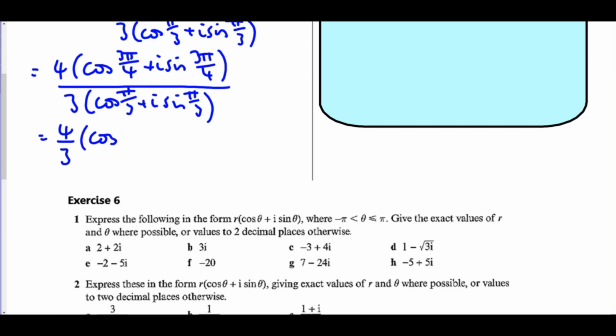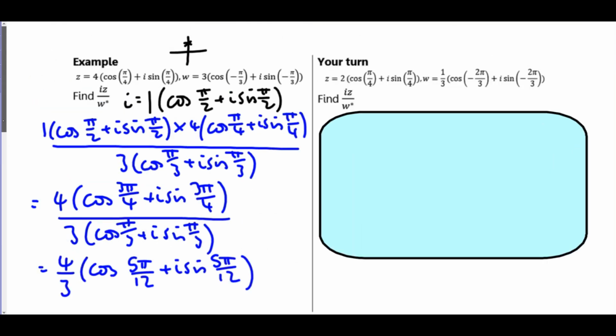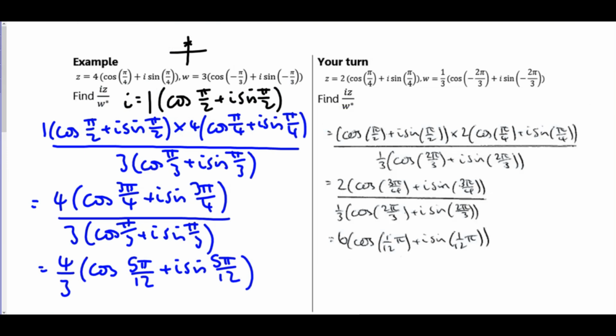from each other. So I'm going to do 3 pi over 4 minus pi over 3, which is going to give me 5 pi over 12 plus i sine 5 pi over 12. Pause the video, and then I'll reveal the final answer. So similar thing for this one, you should have ended up with 6 cos pi over 12 plus i sine pi over 12.